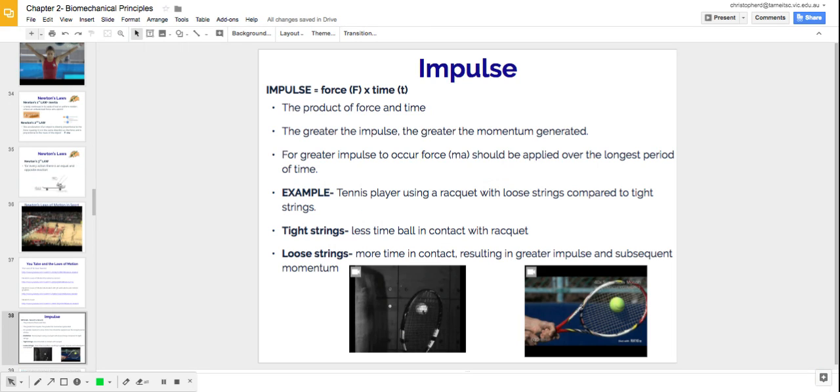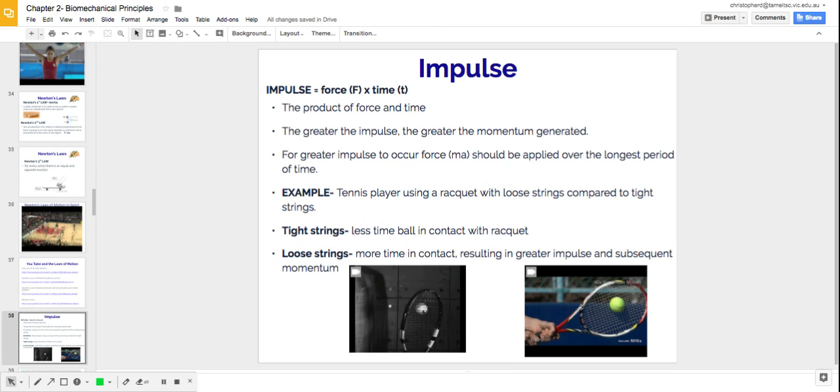Next part we look at is impulse. Okay, so impulse is force times time. So the greater the impulse we have, the greater the momentum that we generate. So for greater impulse to occur, force should be applied over the greater period of time. The way that we look at this here is that we're looking at a tennis player using a racket with loose strings compared to tight strings.